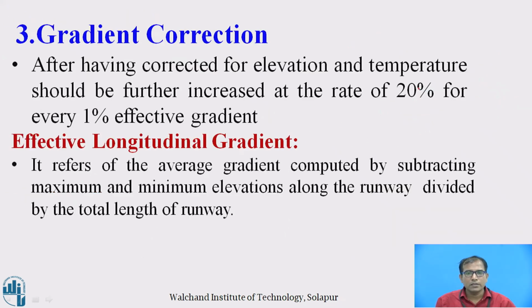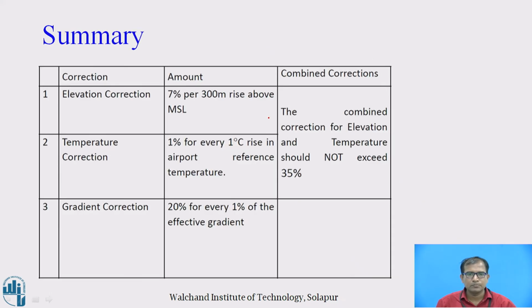For this effective longitudinal gradient, we apply the gradient correction. So what correction rate have they given? 20% for every 1% effective gradient. Once you calculate the effective gradient, you apply the correction of 20% for every 1% effective gradient. Now, we already know what the effective longitudinal gradient is. If you summarize the overall corrections, the elevation correction is 7% for every 300 meter rise in elevation above the mean sea level, and the temperature correction is 1% for every 1 degree rise in airport reference temperature. We know these corrections, and the gradient correction we need to add.